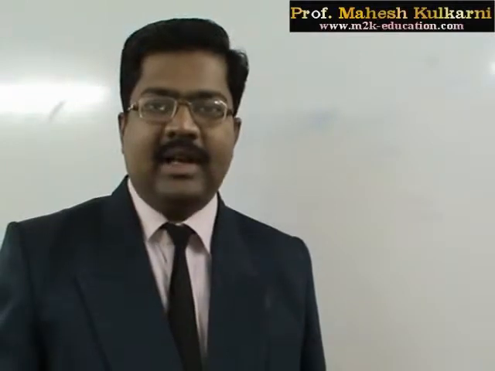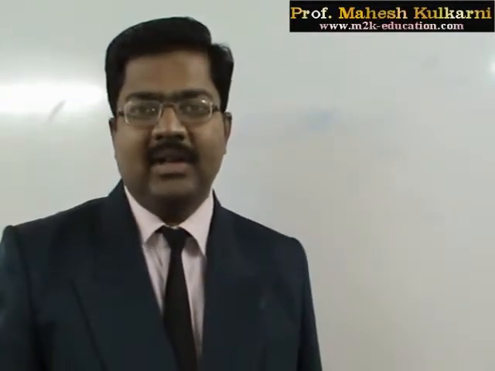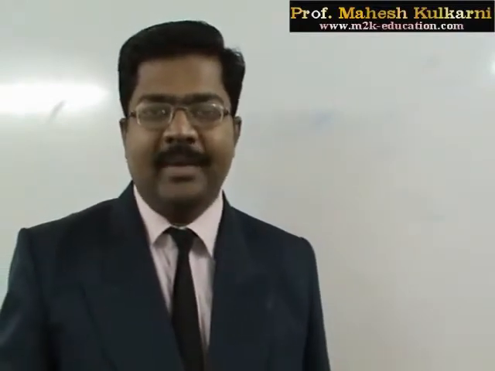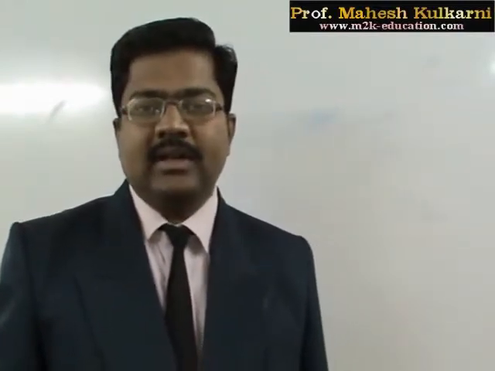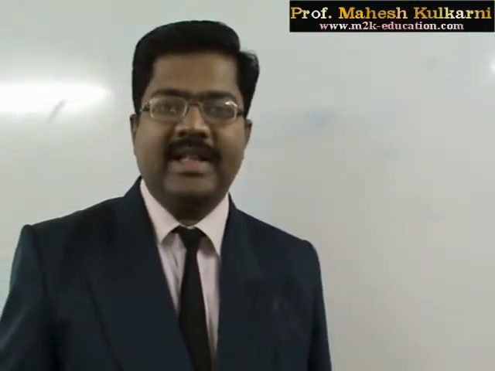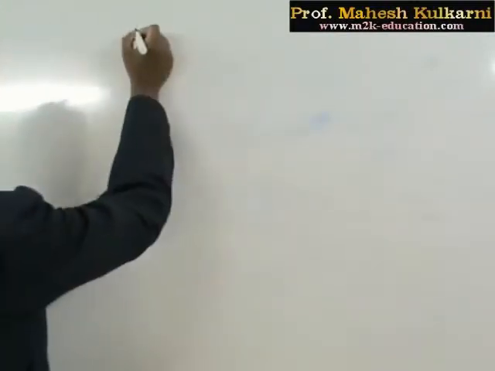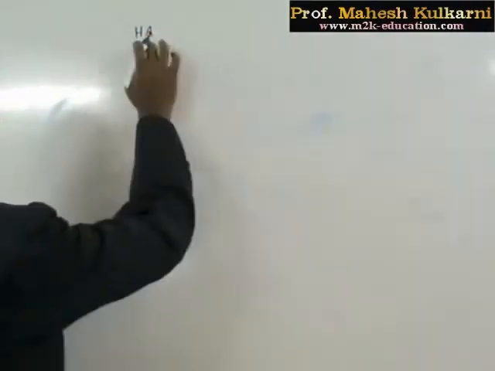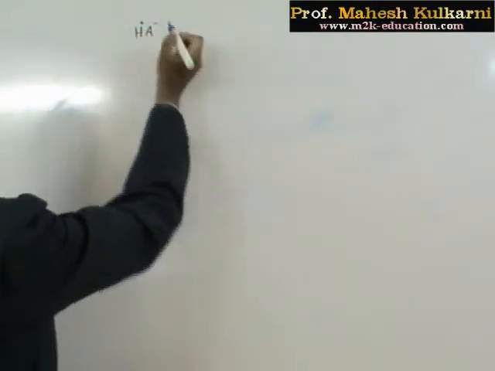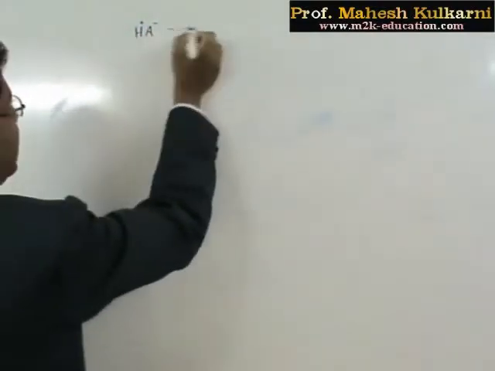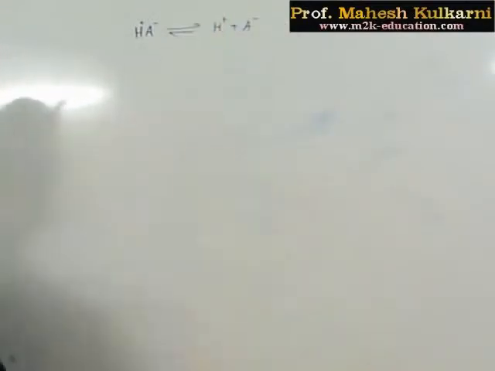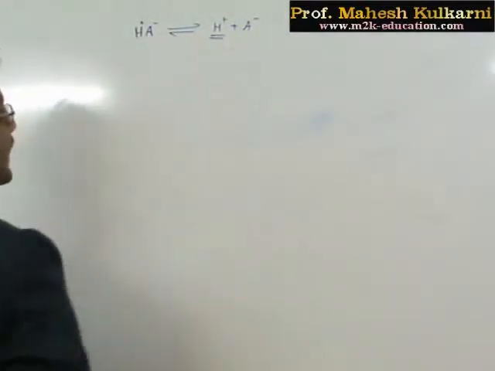As we have discussed, the Arrhenius concept has several drawbacks, but still we have to accept it because we are mostly dealing with aqueous solutions. So according to Arrhenius, a substance which donates H plus ion is called an acid. So I write the acid as HA. Why? Because A is any substance, H has a positive charge and A has a negative charge. So on dissolution, HA will give H plus and A minus. This is called an acid because it gives H plus ion.